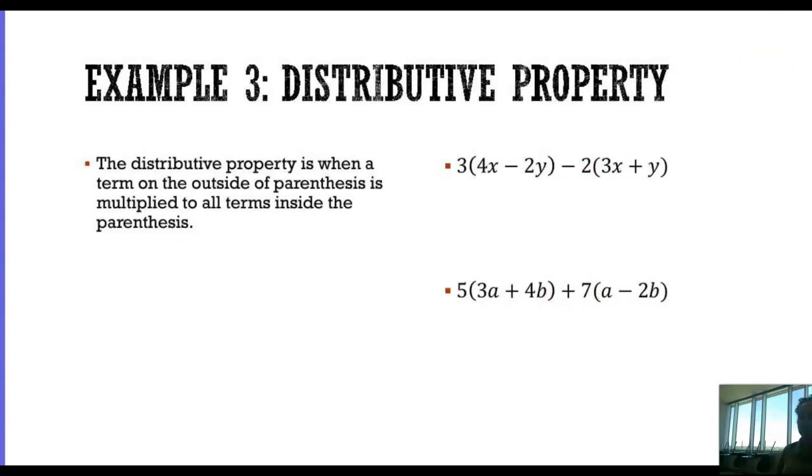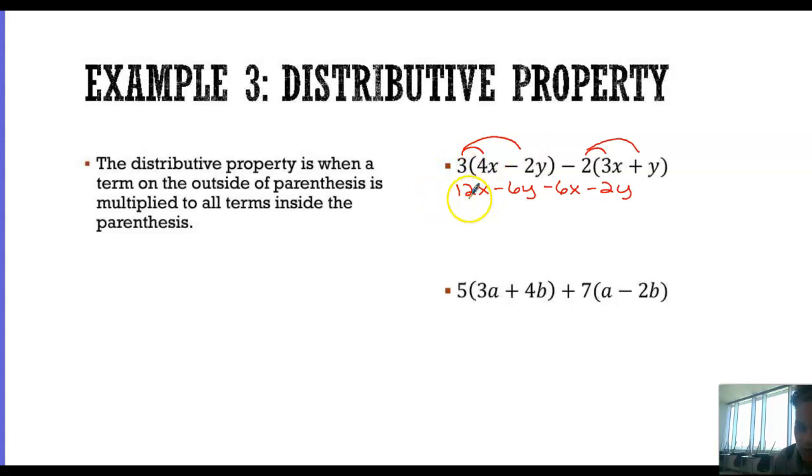Finally, we're going to talk about the distributive property, which is another way of multiplying. So I'm going to multiply what's on the outside of the parentheses by what's on the inside of the parentheses. So 3 times 4x would be 12x. 3 times negative 2y is negative 6y. And I'm going to do the similar process on the second set. Negative 2 times 3x is negative 6x. Negative 2 times y is negative 2y.